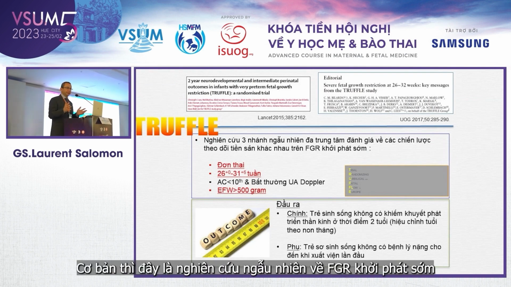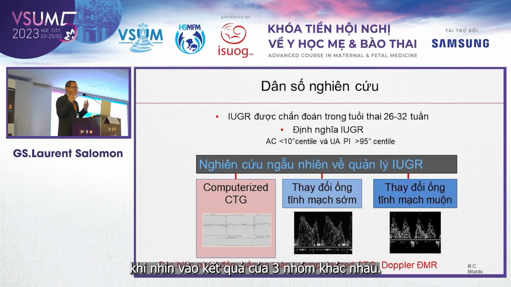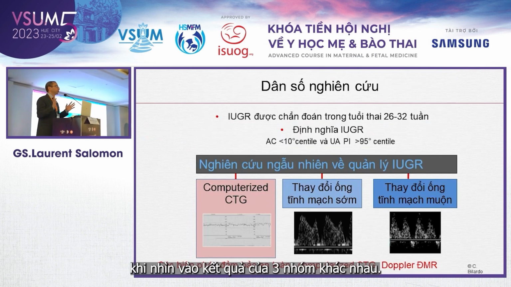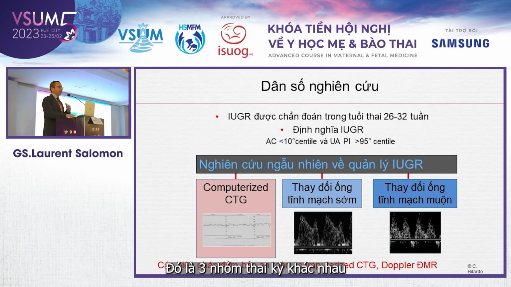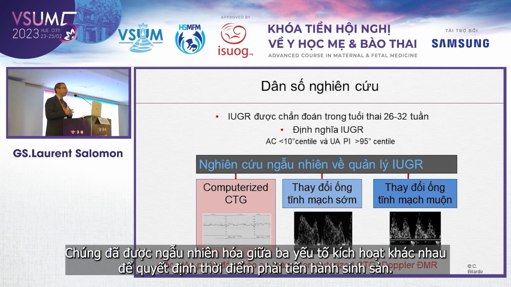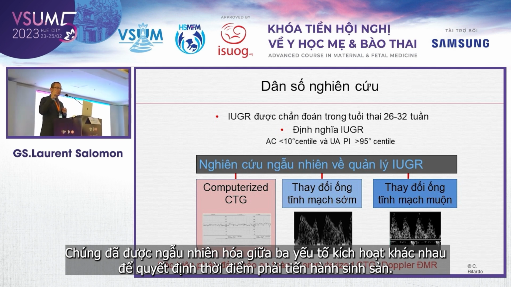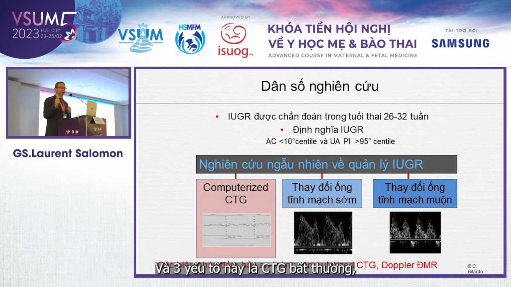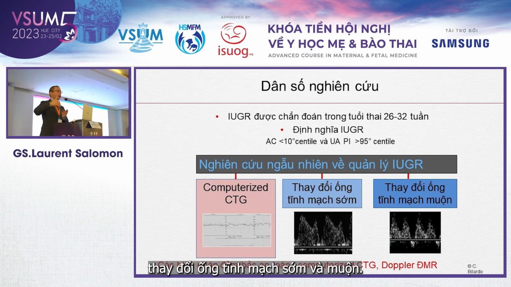Basically, it was a randomized study of early growth restricted babies where they looked at the outcome in 3 different groups. There were 3 different groups of pregnancy. They were randomized between 3 different triggers for deciding to deliver the baby. And these 3 different triggers were either abnormal computerized CTG, early ductus changes, or late ductus changes.